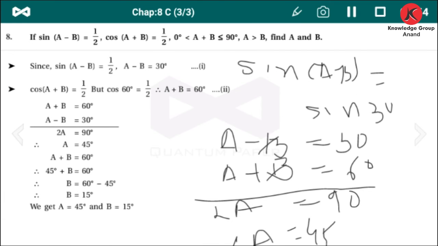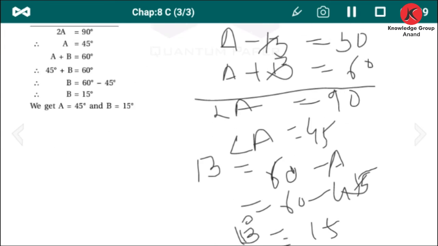Again, we find here sine a minus b is equal to 1/2. Therefore, what value has sine? Sine 30. And therefore the equation is a minus b is equal to 30. Similarly, a plus b is equal to 60. Then we solve these equations, and we get a equal to 45. Put the value in equation 1: 45 plus b is equal to 60. Therefore, b is equal to 60 minus 45, which is 15.